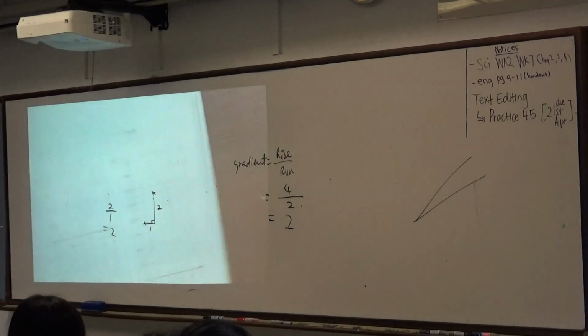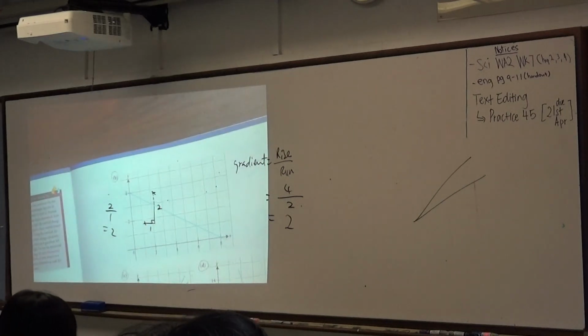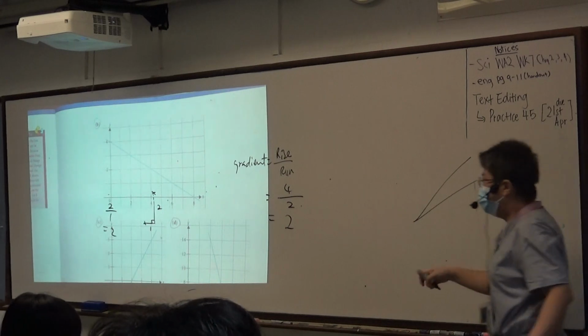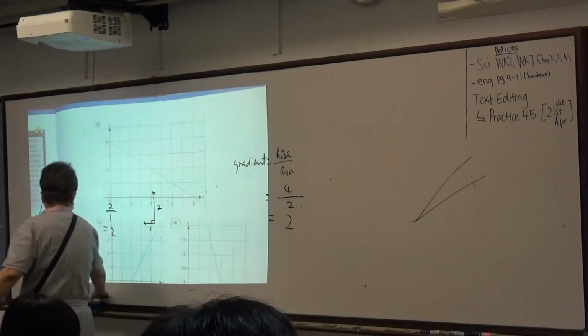Next one. Turn to the next page. There are 3 gradients there. Now, I want you to do part B for me first. All of you find the gradient for part B for me first. Go.